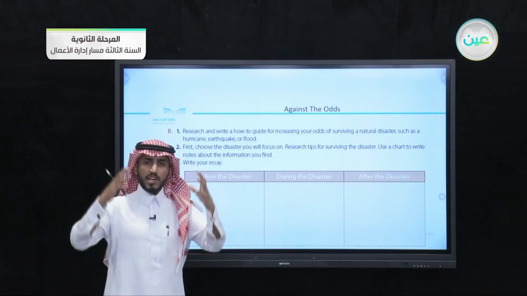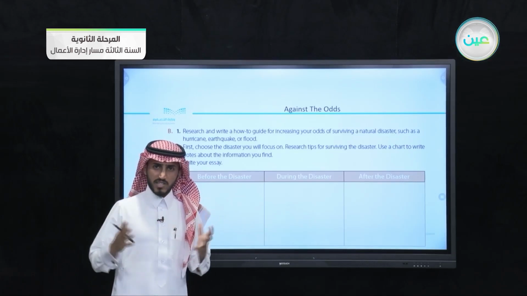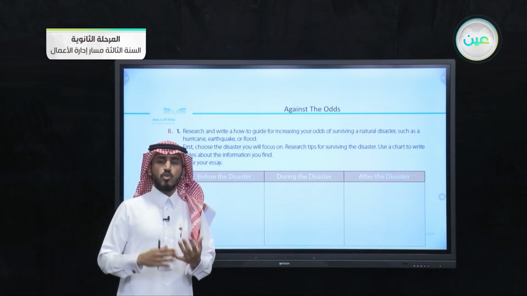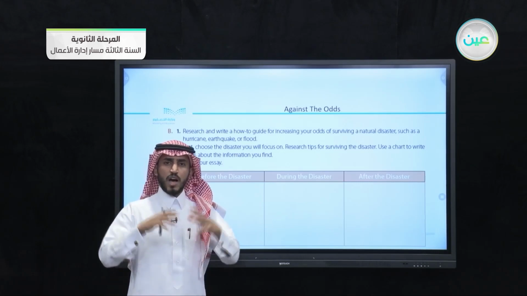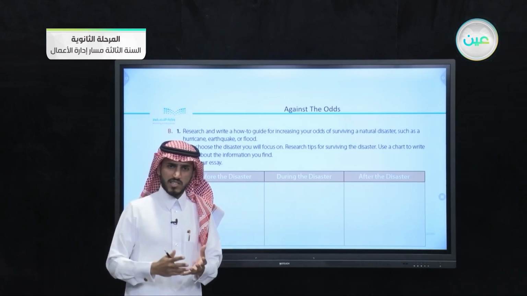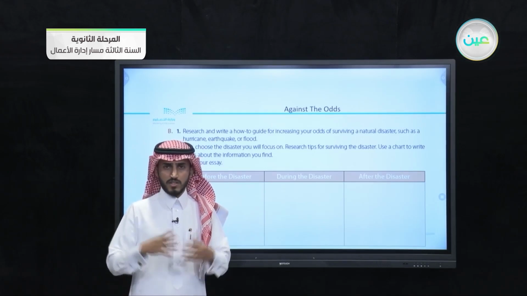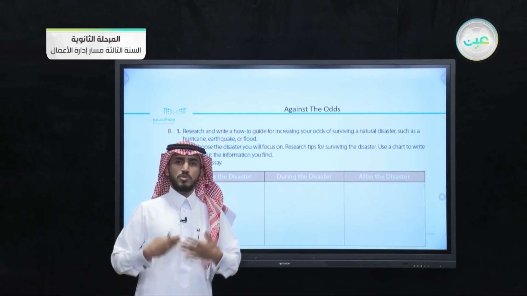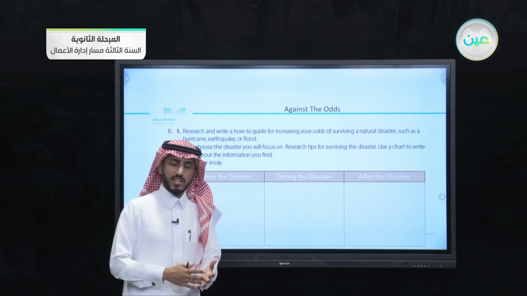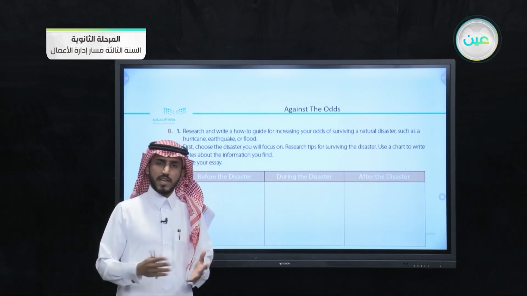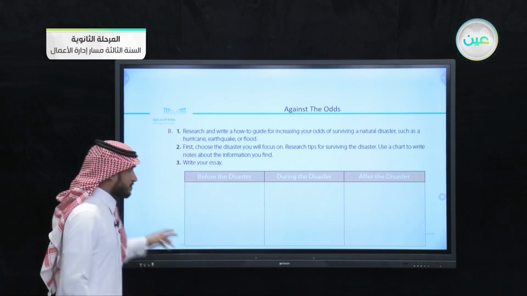Then we learned together that to write something about the disasters and how to guide, you have firstly to write an introduction. In the introduction, you have an overview about this natural disaster, a definition, the consequences of this disaster. Then after that, you start writing your tips and advice regarding this disaster. And after that, you finish your essay by writing a conclusion to sum up all that you have written.